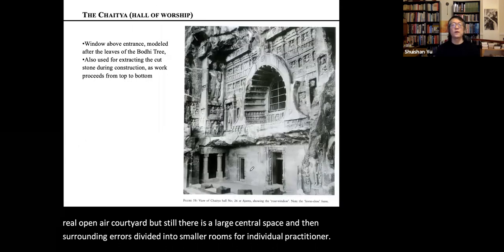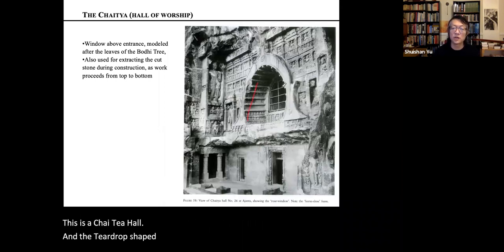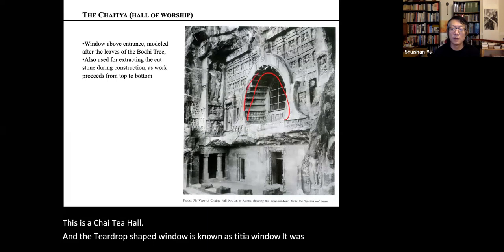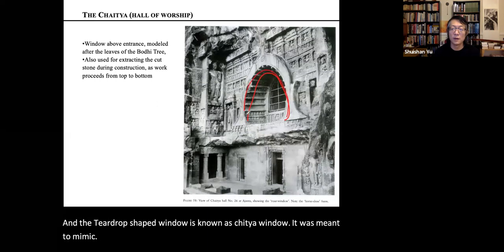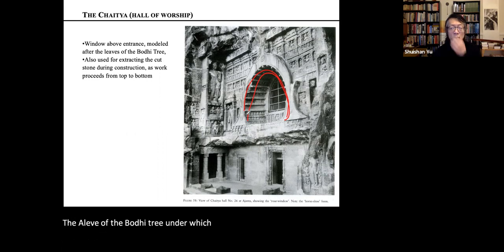This is a Chaitia Hall. And the teardrop-shaped window is known as Chaitia window. It was meant to mimic a leaf of the Bodhi tree under which Buddha achieved enlightenment. So for the construction of these rock-cut temples, this big window was used for extracting the cut stone, right? So you work from top to bottom.